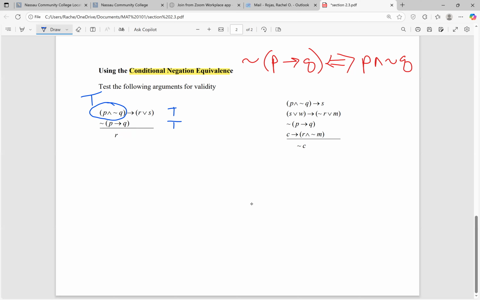So the fact that the left-hand side of this conditional is true, that forces the right-hand side to also be true. It can't be false, or else the premise would be false. Now, we can also say, since this left-hand side, the P and not Q in the first premise, is true, the only way a conjunction, an and statement, is true is that both the left-hand side and the right-hand side are true. So that means that not Q is true and P is true.